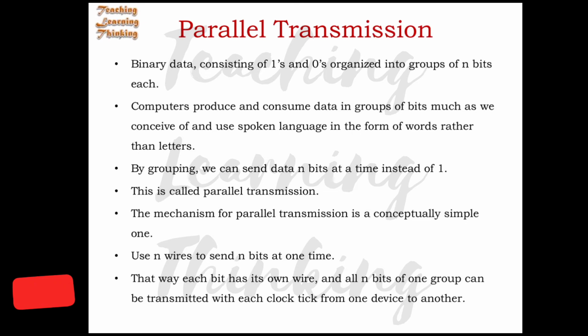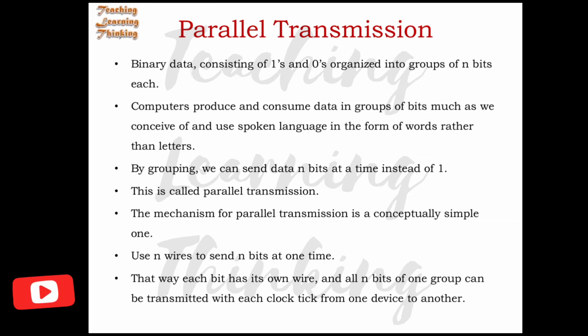Binary data consists of ones and zeros organized into groups of n bits each. Computers produce and consume data in groups of bits, much as we conceive and use spoken language in the form of words rather than letters. We use letters or words to speak to someone else, but computers use zeros and ones instead. By grouping, we can send data n bits at a time instead of one, a group of data at a time. This is called parallel transmission.